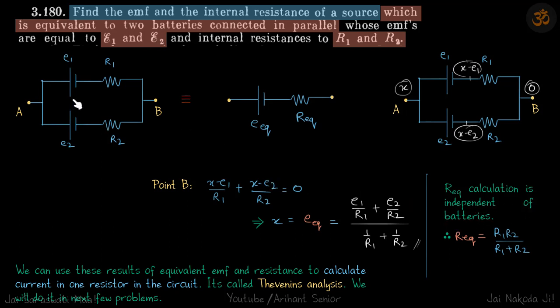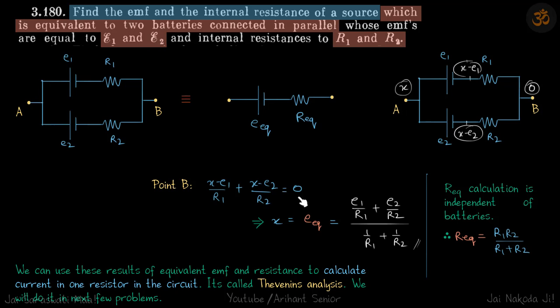Now what about EMF? So VA minus VB. We'll calculate that with nodal analysis. If we take 0 here and let's say X here, so this battery is in this sense, so this is X minus E1 and this is X minus E2. Now on terminal B, let's use the nodal analysis. The current coming to this point is 0. So X minus E1 by R1 plus X minus E2 by R2 is equal to 0.